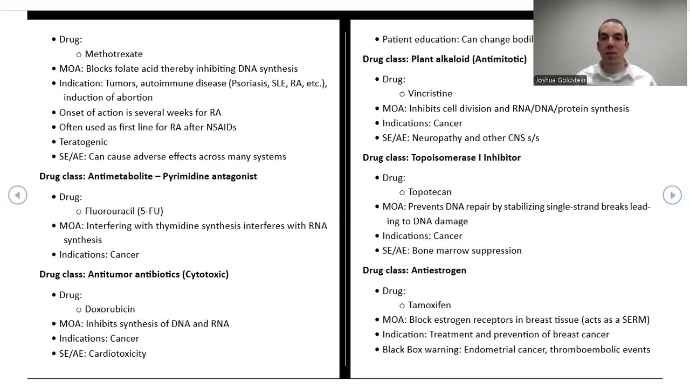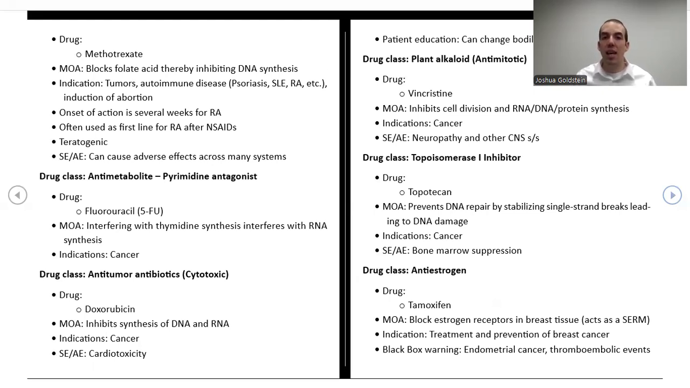Next, we have, I don't even know how to pronounce that one, so I'm not going to try the drug class, but the drug is topotecan. Again, not sure I'm pronouncing that right either. This medication works by preventing DNA repair by stabilizing single-strand breaks, leading to DNA damage. Again, that's a little bit complicated, but basically all of these, or almost all of these, work by interrupting some facet of the DNA or RNA replication, leading to the cessation of the rapidly developing cancer cells.